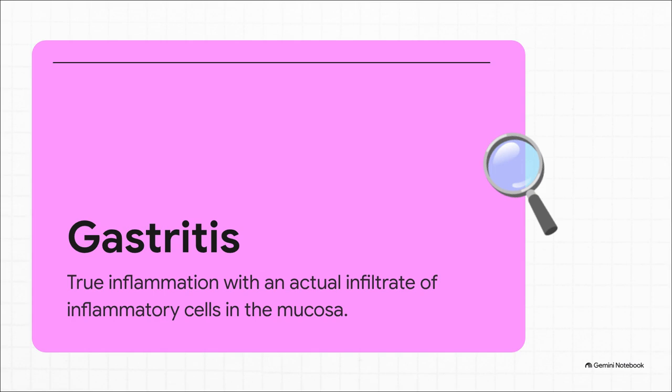Gastritis, esophagitis, and enterocolitis, on the other hand, all mean true inflammation. There's an actual infiltrate of inflammatory cells sitting right there in the mucosa. So when you see gastritis on a histology report, you should expect to see lymphocytes, plasma cells, or neutrophils, not just the physical epithelial damage we saw with gastropathy.